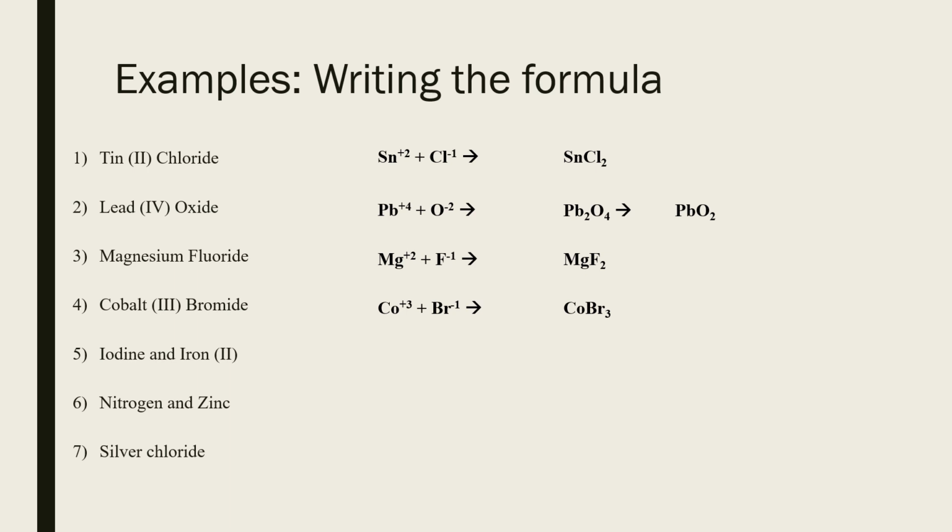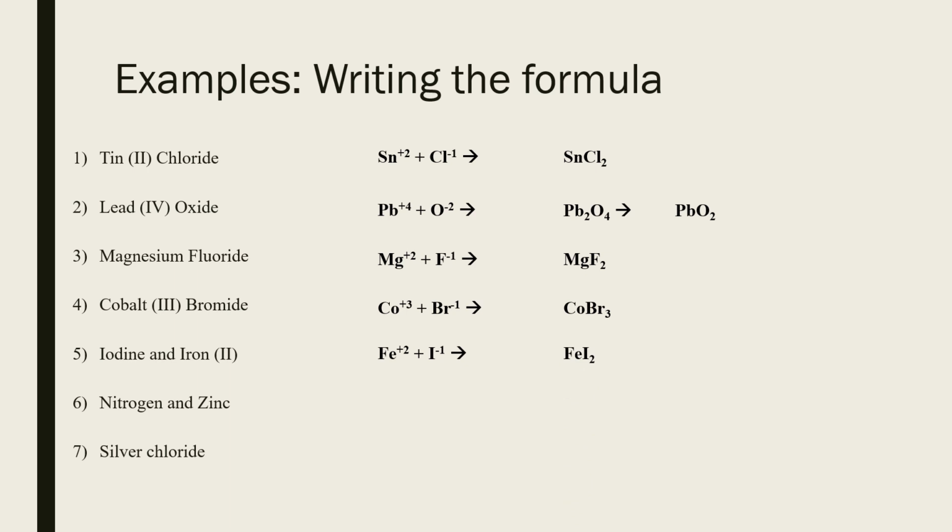In example number 5, we have iodine and iron, specifically iron 2, because it's in Roman numerals. Now when we write this, remember, we're always writing the metal first, which is Fe plus 2, and then the anion, which is iodine, minus 1. Again, drop and swap your charges, so we have FeI2.